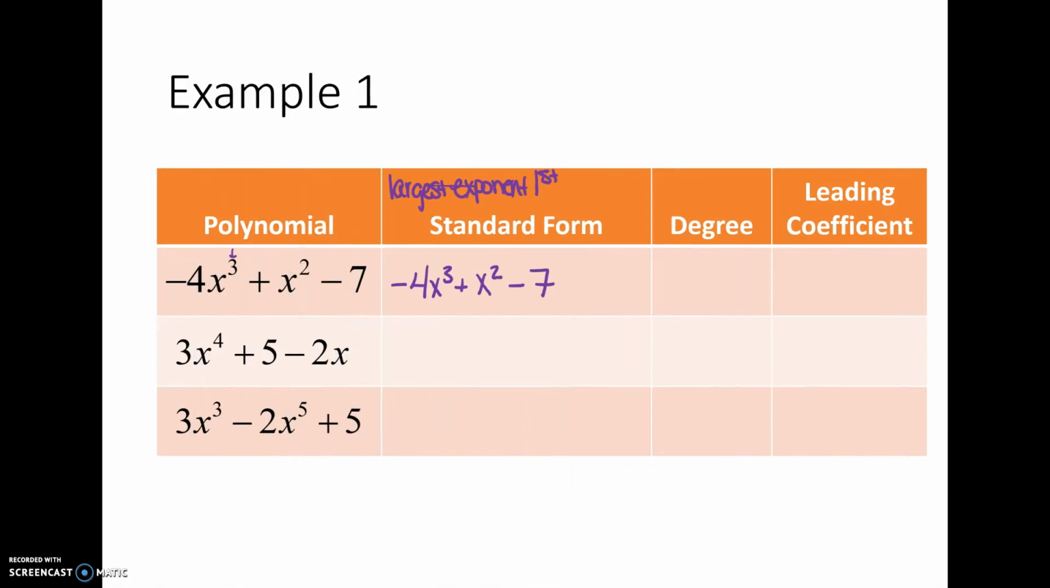The degree of this polynomial is 3 because that is the largest exponent. And the leading coefficient is -4, the number in front of the term that has the largest exponent.